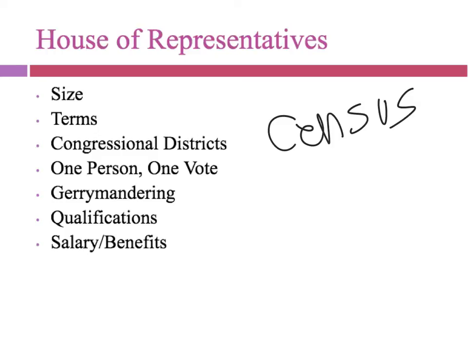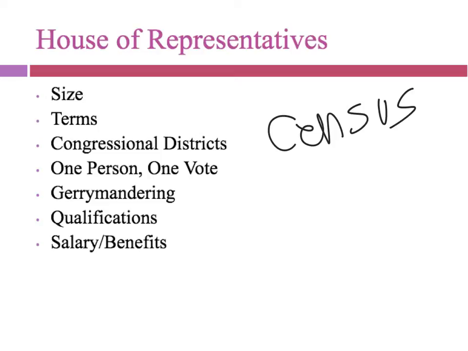So we know that the members of the House of Representatives come from the population of the state. So states like California, Texas, New York have a lot more power in the House of Representatives because we have more representation. We have more people. Whereas a state like North Dakota is not going to have as many representatives.